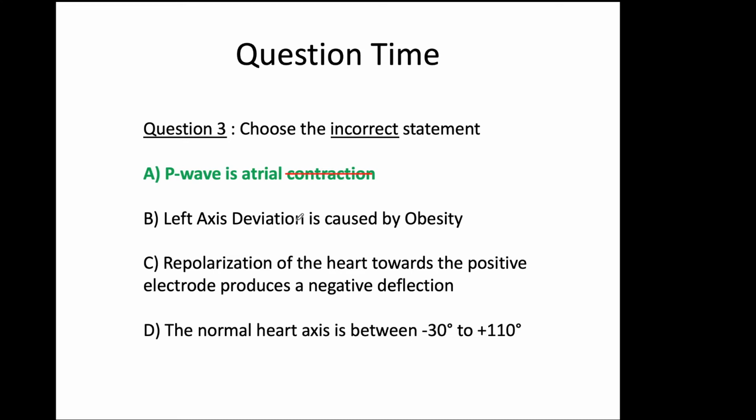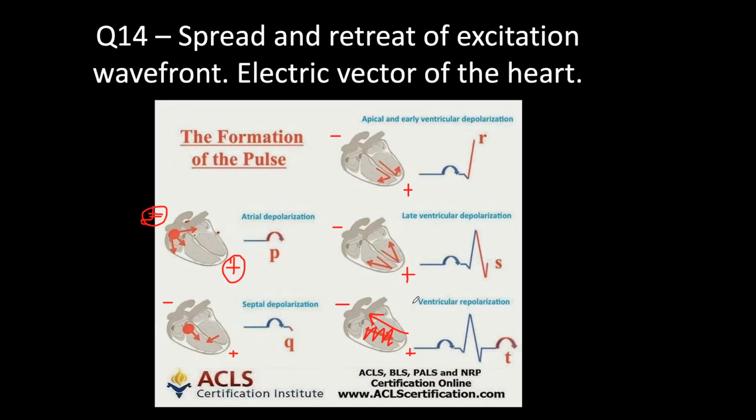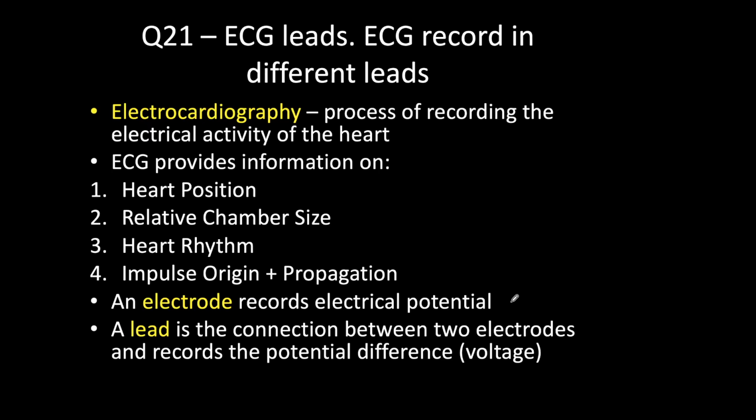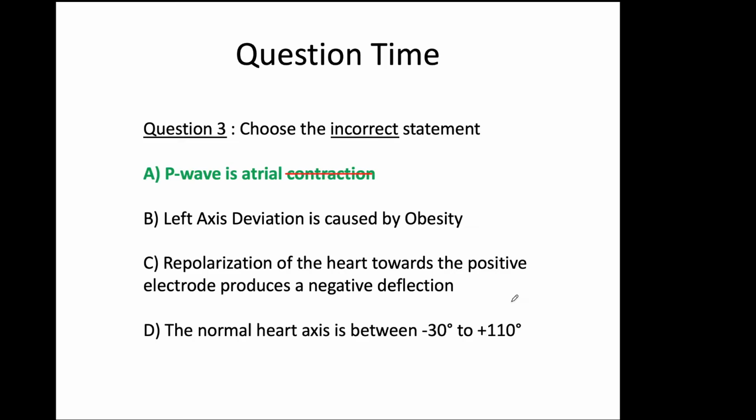Repolarization of the heart towards the positive electrode produces a negative deflection. I see a few people got this wrong, so I'll explain why again. So we have here ventricular repolarization. It's a wave of negative energy going away from the positive electrode, and it produces a positive deflection. Positive deflection, because it's going away from the positive electrode, but it's a wave of negative energy. It's a wave of ventricular repolarization, which is why, if you had repolarization of the heart going towards the positive electrode, it produces a negative deflection.